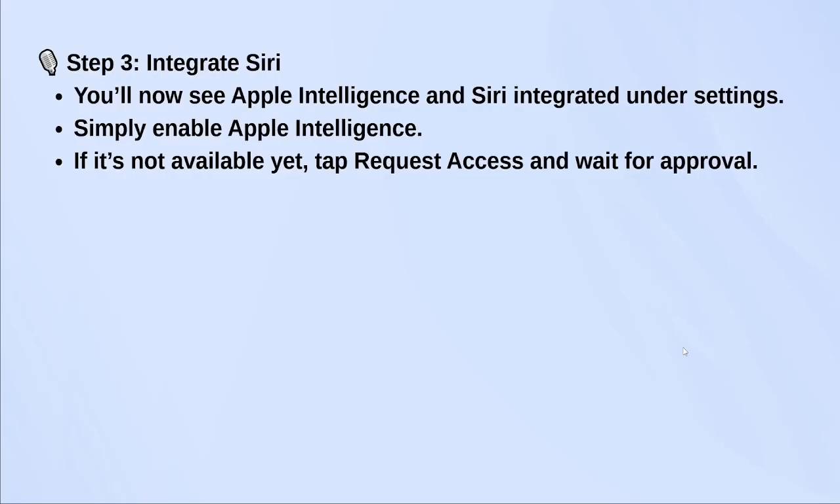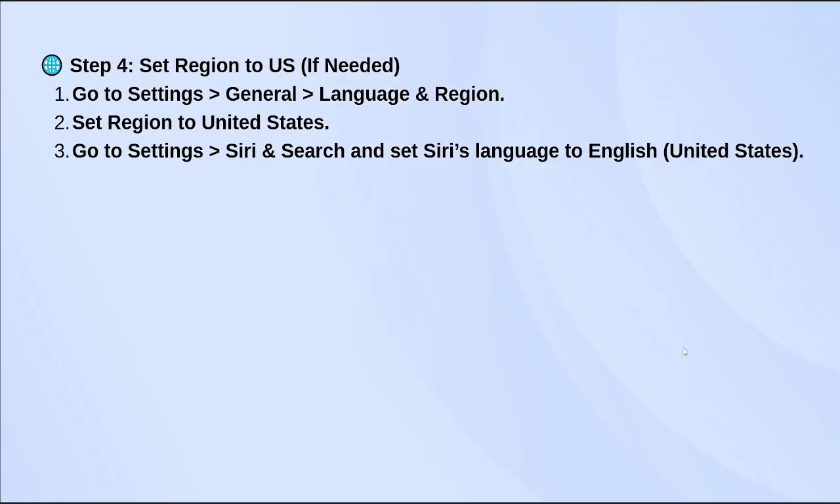Your region must be set to United States. To check that, go to Settings, General, Language and Region, and make sure the region is the United States. After that, make sure Siri's language is set to English, United States, inside the Siri and Search settings. Once everything is in place, you're all set.